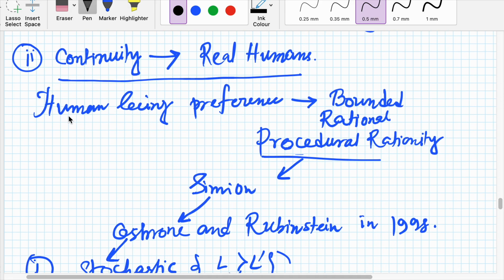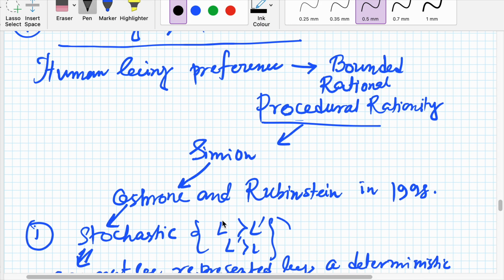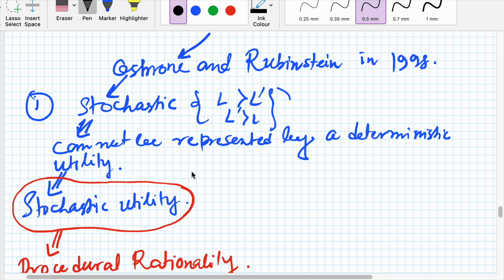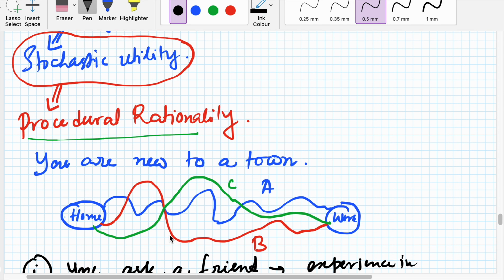So we have seen that human preferences are boundedly rational and particularly procedurally rational, and Osborne and Rubinstein show how bounded rationality is captured by procedural rationality, and it actually captures the stochastic preferences of human beings rather than deterministic VNM rational preferences. And what does procedural rationality mean? An example of procedural rationality: suppose you have a lottery.